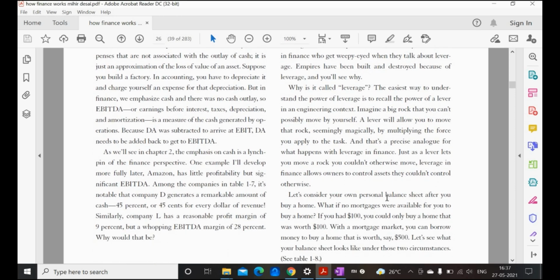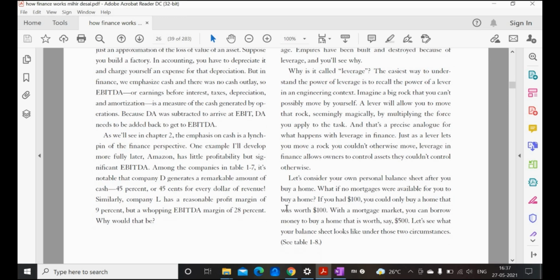Let's consider your own personal balance sheet after you buy a home. What if no mortgages were available for you to buy a home? If you had $100, you could only buy a home that was worth $100. With a mortgage market, you can borrow money to buy a home that is worth, say, $500. Let's see what your balance sheet looks like under both these circumstances.